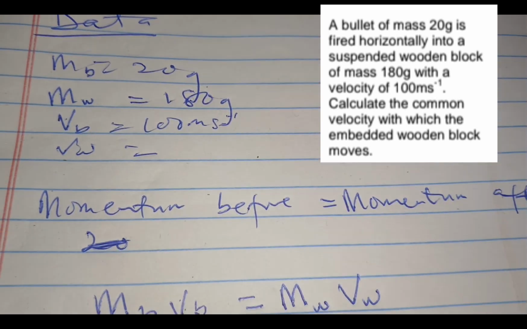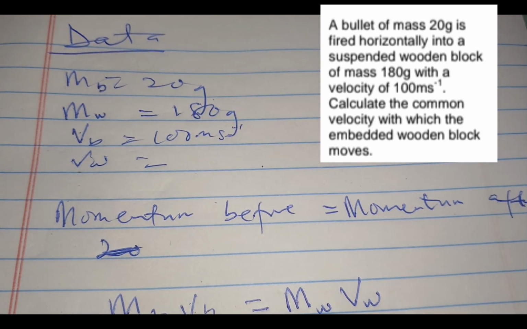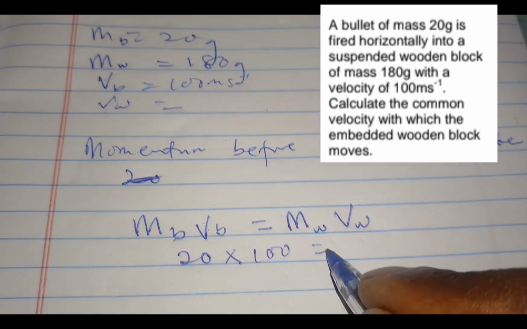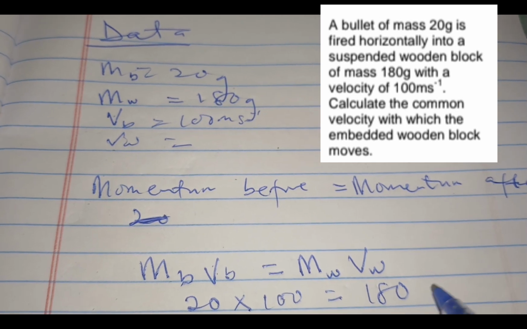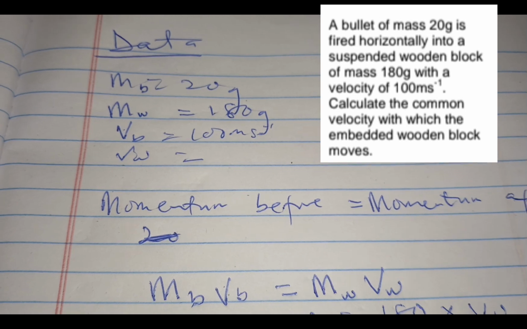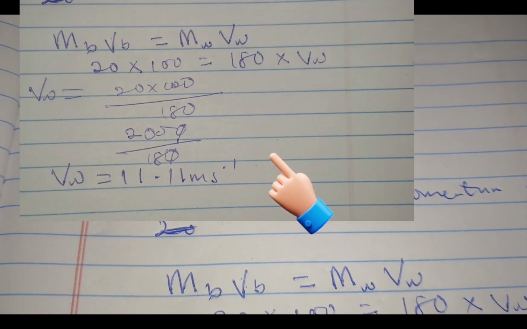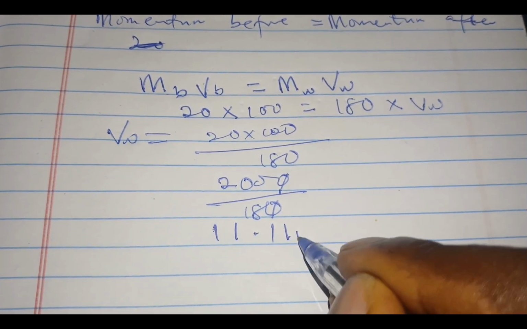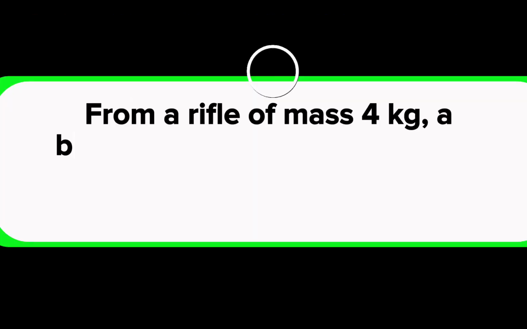So now what is the mass of the bullet? That is 20. Now velocity of the bullet is 100. Now mass of the wooden block, that is 180, and then times the velocity of the wooden block. Now we can write this as 20 times 100 all over 180. So this is 11.11 meters per second. So this is the velocity of the wooden block.